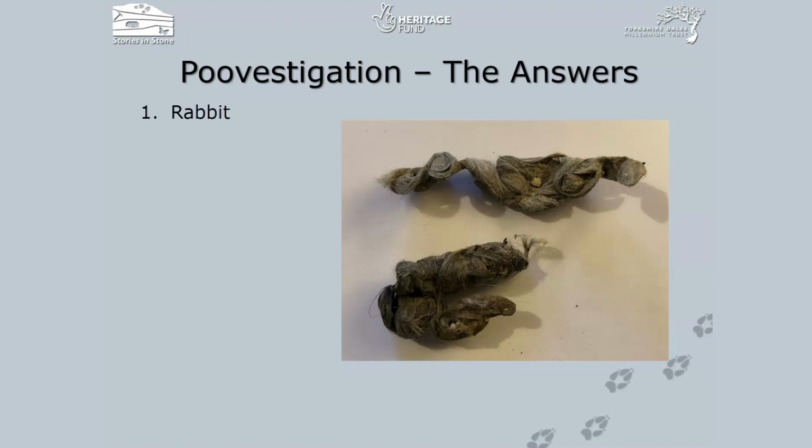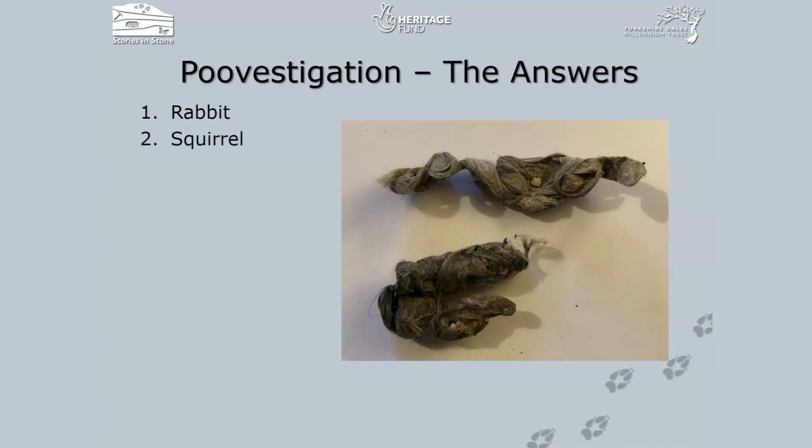The first sample that we looked at was rabbit. So we had 4 droppings in that particular sample set in resin, and rounded shape, predominantly vegetation within that. And quite a typical one that you would find. I think most people are familiar with a rabbit dropping.